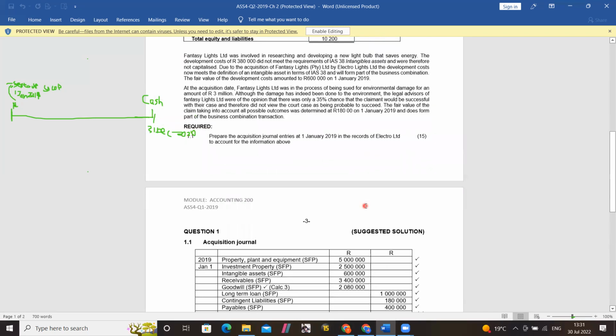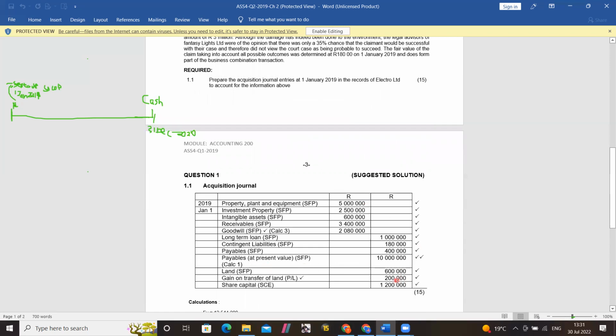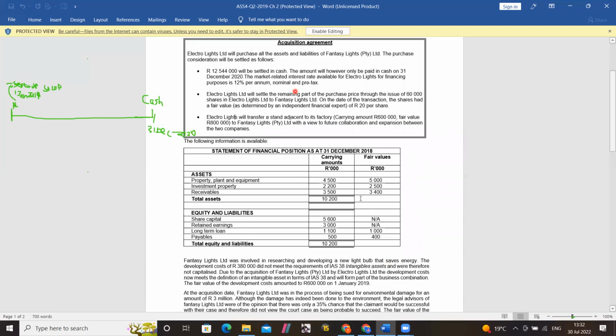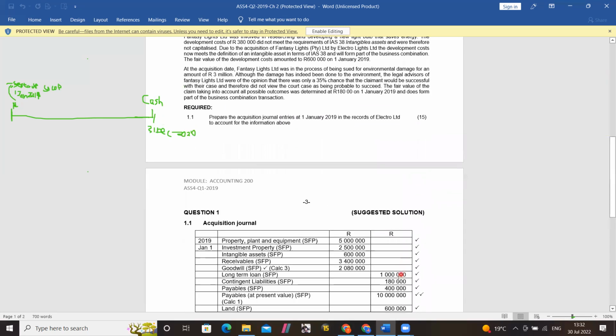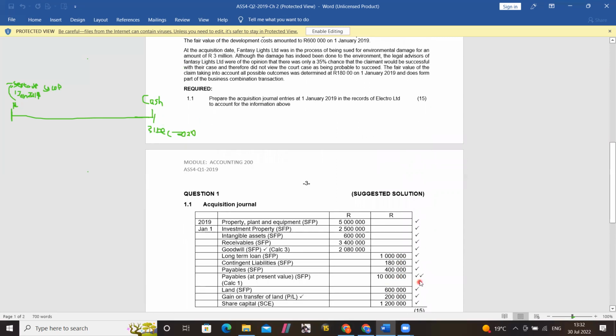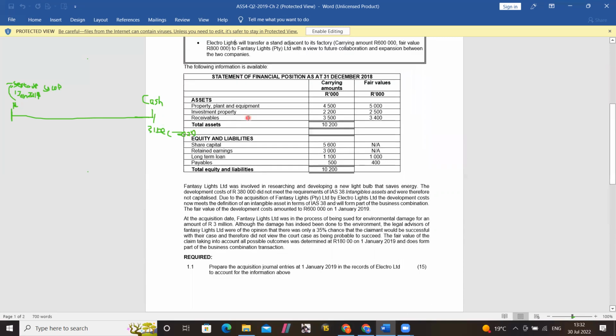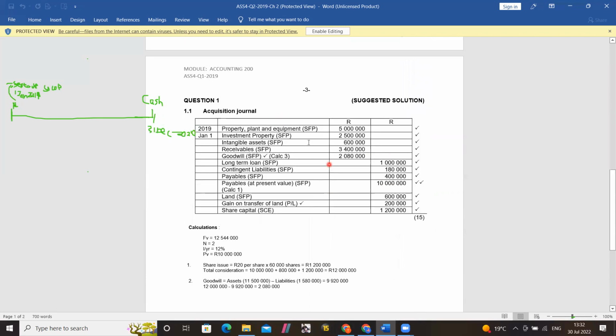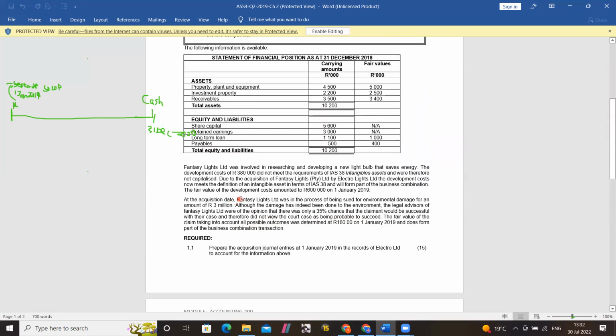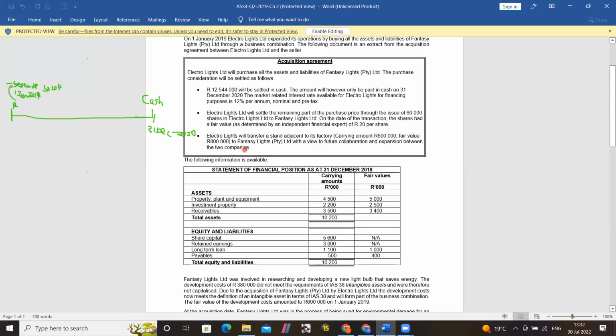Now the rest that we're doing here. So firstly, this 10 million is the consideration. Like I said, consideration you have to credit. So they firstly credited this 10 million present value, from this point here. Secondly, they credited the PPE. I don't know why they said land here because they didn't specify. They just said Electrolytes will transfer a stand adjacent to its factory. Yeah, a stand is land. So a stand adjacent to its factory.